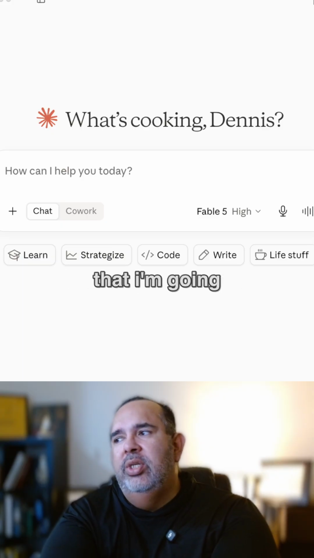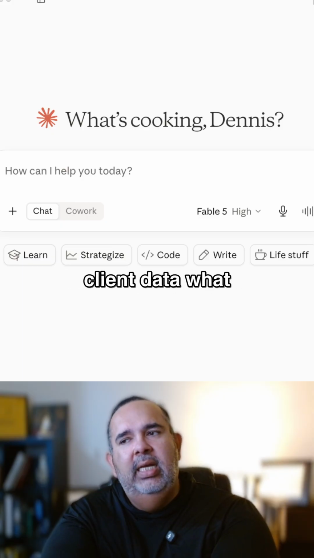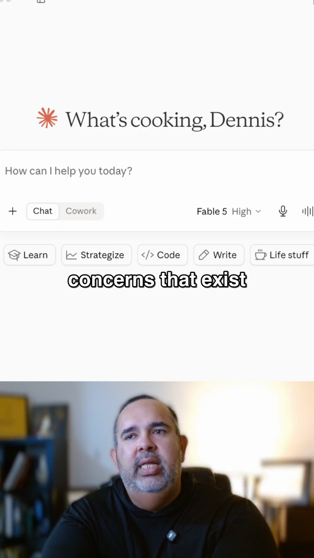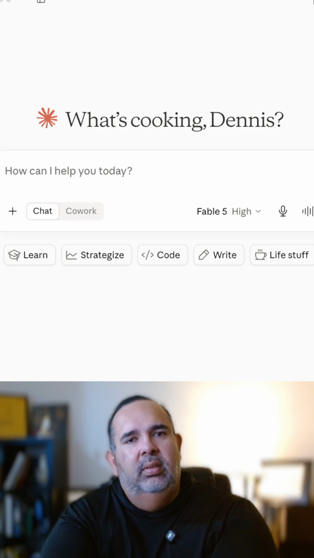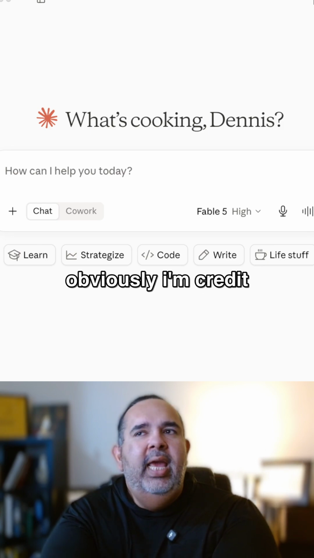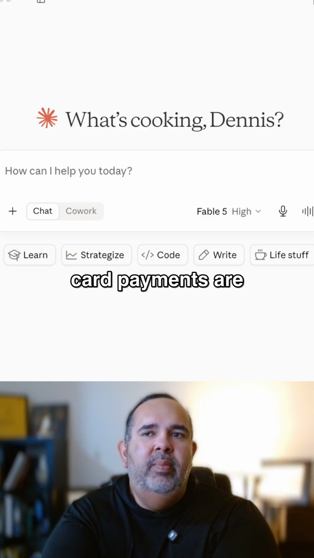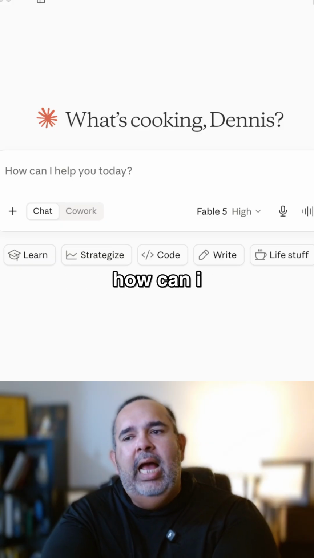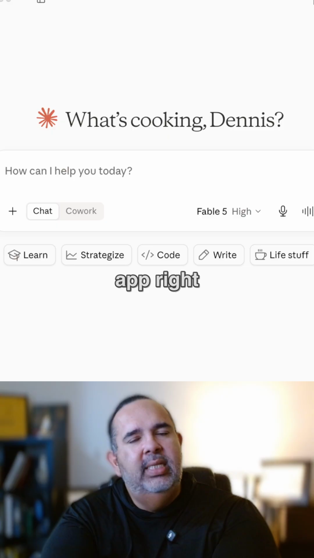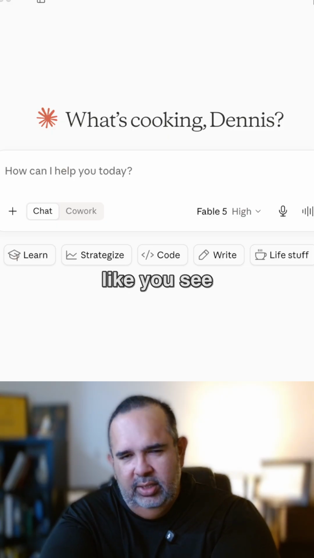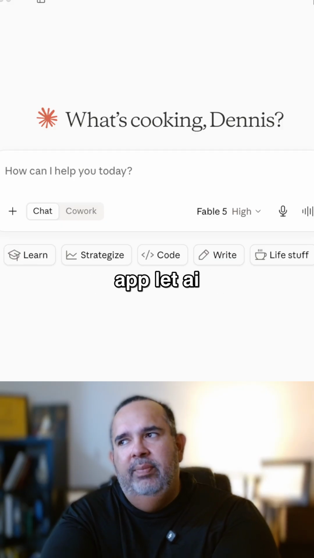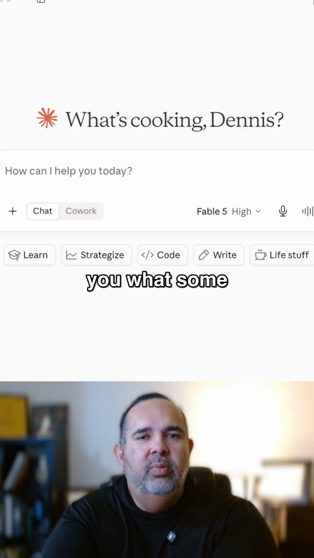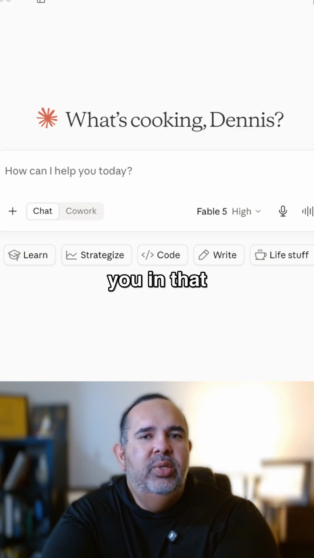Hey, I'm really concerned that I'm going to be holding client data. What are the security concerns that exist, and how can I protect myself? Hey, obviously, credit card payments are going to be really important to me. How can I implement credit card payments into this app? Right? Like, you see where this is going? Like, why are you making decisions about the app? Let AI tell you what some of the decisions are and guide you in that way.